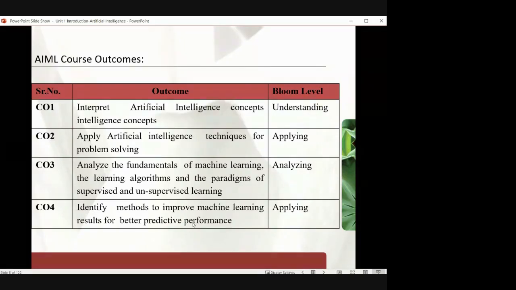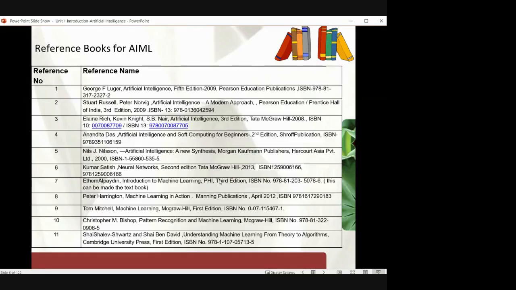ठीक है? So यहाँ पे हमारा course 4 course outcomes हैं. The first outcome is to interpret AI concepts. Then second is to apply the technique, and then the third one is to apply the fundamental ML algorithms, and the fourth one is how we can improve ML results. Whatever result we are getting through machine learning algorithms, how we can get better results, using heuristic algorithms, or you can say modern algorithms. So that we will learn, and we will get these course outcomes. So these are the 4 course outcomes we are having.